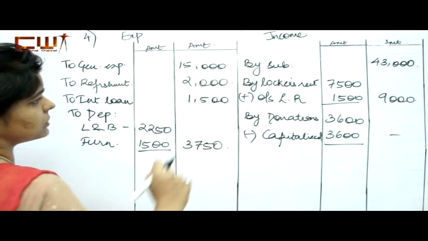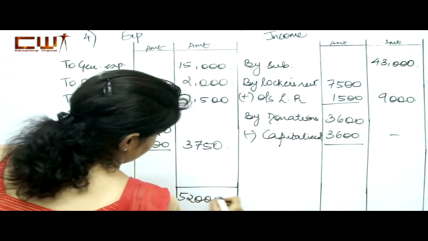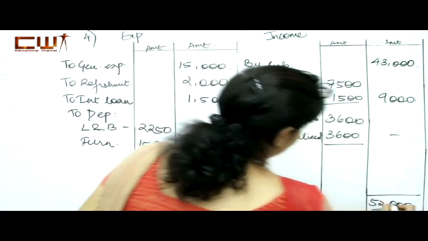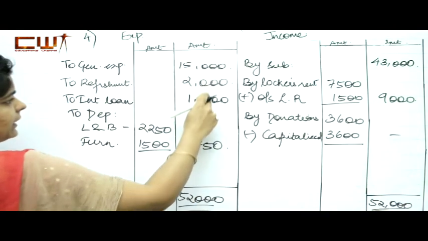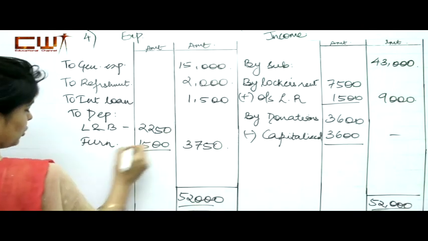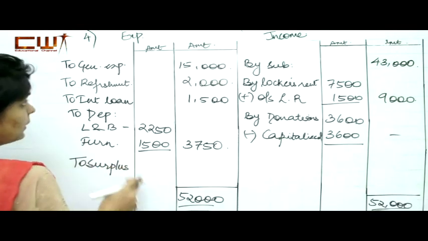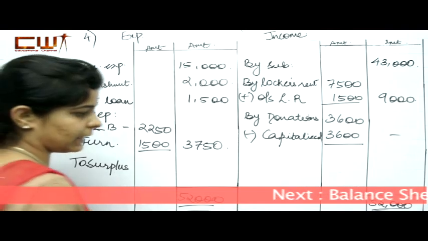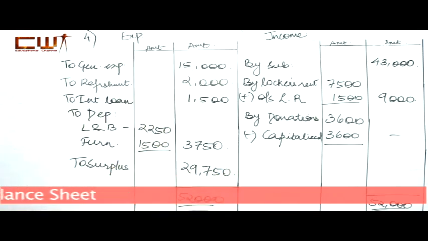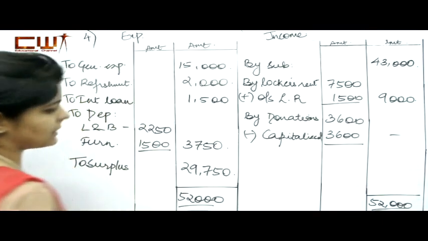So you add up 43,000 and 9,000, which will give you how much? 52,000. 52,000 will be coming this side also. Right? So my 15,000 and 2,000, that is 17,000, and 1,500 and 3,750. So you will have again the surplus, that is excess of income over the expenditure. How much is the surplus that you are getting? 29,750 is the surplus that the non-profit organization is receiving, right? So this is the income and expenditure account.